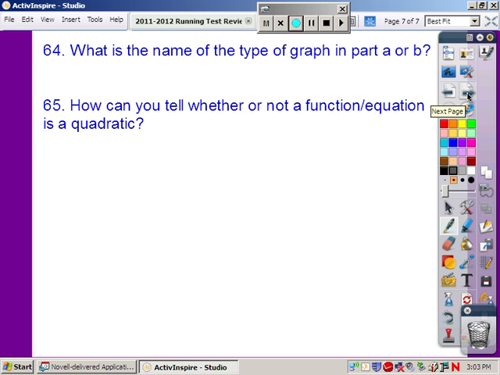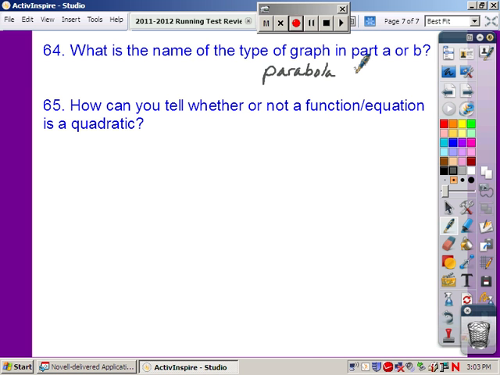And so we're down to the last 2 questions. It says, what is the name of the type of graph in part A or B? Well, when we did linear equations, we said the name of the thing you graph is a line. We do quadratics, the name is a parabola. And how can you tell whether or not a function equation is a quadratic?